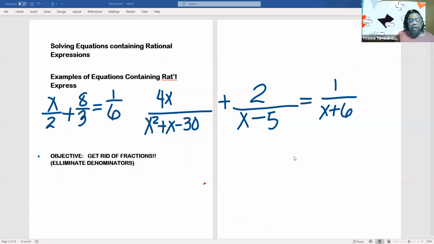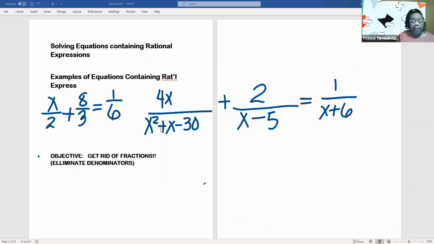Okay, our lesson today is solving equations containing rational expressions. And in blue, I have some examples of equations containing rational expressions. X over 2 plus 8 over 3 equals 1/6. That's an equation containing rational expressions, because remember, rational numbers are basically fractions. Here's a fraction, here's a fraction, here's a fraction. That's why it's called rational expressions. Here's a very long one. We have 4x over x squared plus x minus 30 plus 2 over x minus 5 equals 1 over 6x plus 6. That's a rational expression equation. And that can be solved.